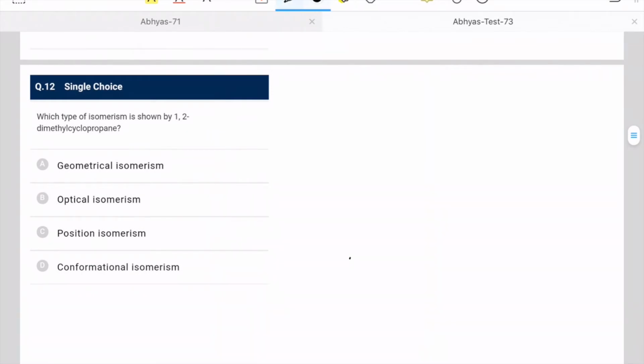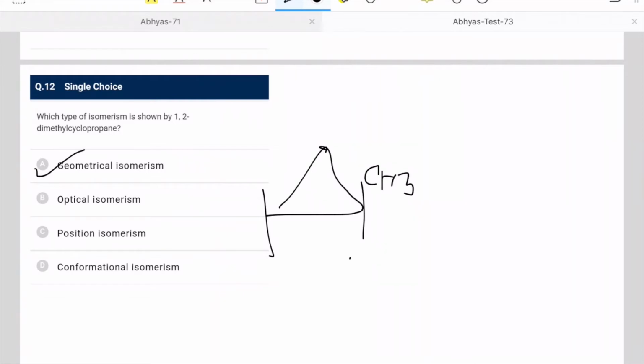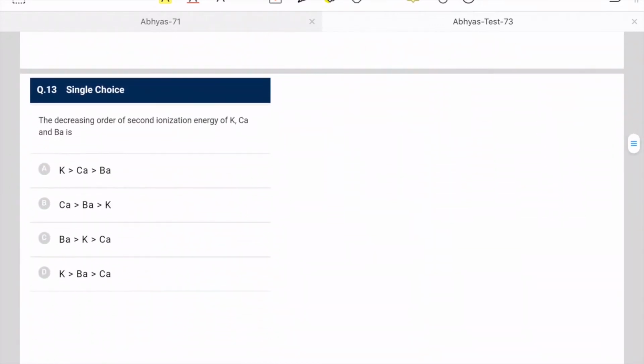Which type of isomerism is shown by 1,2-dimethyl cyclopropane? This one will be showing geometrical isomerism. So we can tick A. Here cyclopropane will be showing cis-trans isomerism, with CH3 and H, and H and CH3. This will be trans. The other one, cis, we can also write down, but geometrical isomerism is the correct answer. Okay, so we'll go to the next question.